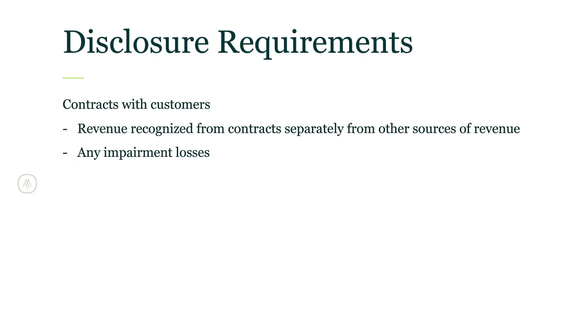And then separately are any impairment losses. But these are impairment losses related specifically to any receivables from your contracts with customers or any impairments on potential contract assets that you've recognized. So those items, if they're not presented separately on your income statement, would require additional disclosures.